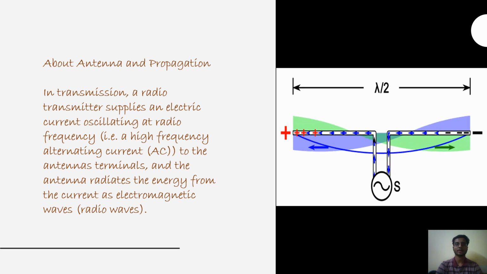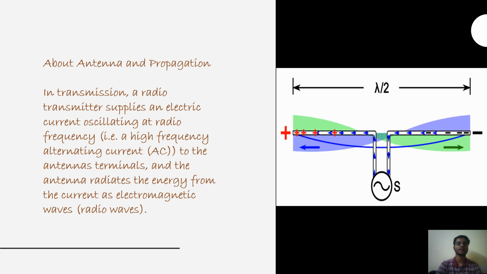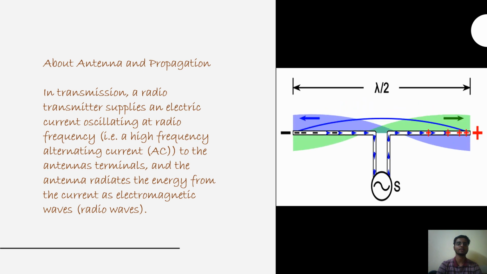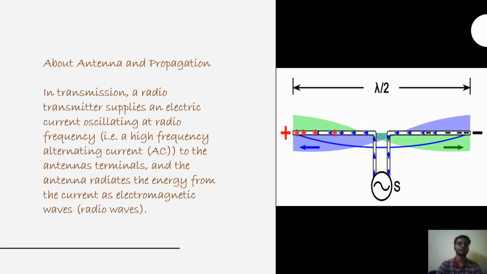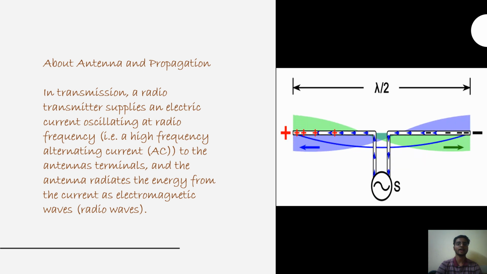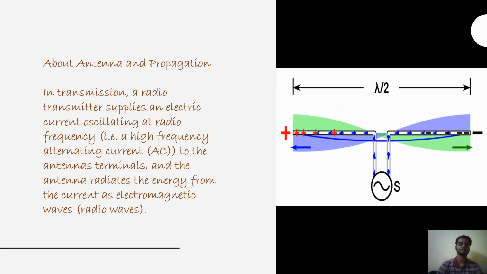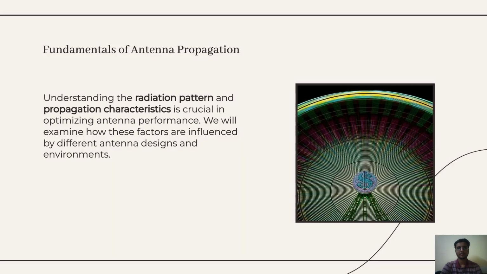About antenna and propagation. In transmission, a radio transmitter supplies an electric current oscillating at a radio frequency, that is, high frequency alternating current, to the antenna terminals, and the antenna radiates the energy from the current as electromagnetic waves. Fundamentals of antenna propagation. Understanding the radiation pattern and propagation characteristics is crucial in optimizing antenna performance.